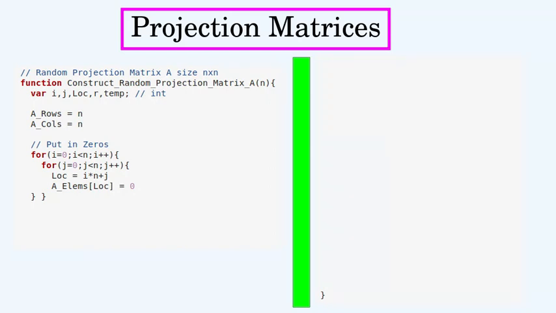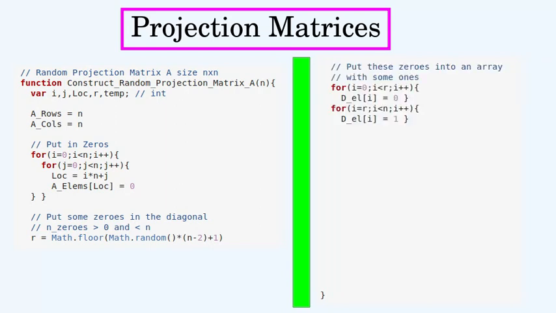This function constructs random projection matrices. We'll firstly construct the zero matrix of size n by n. We'll calculate how many ones to insert into the diagonal here. There must be at least 1 zero and 1 one in the diagonal. And we'll put some ones and zeros into an array. They are still in order and not mixed up.